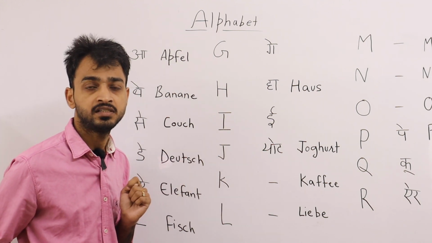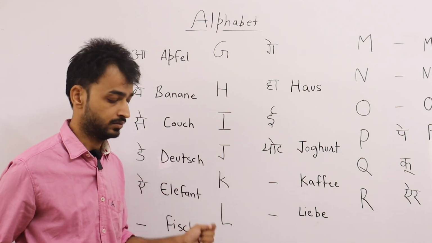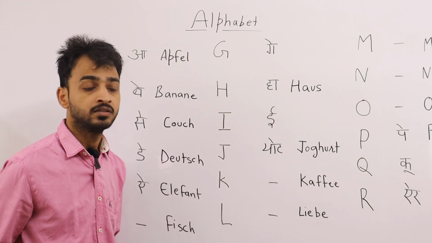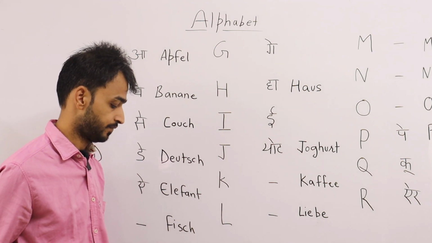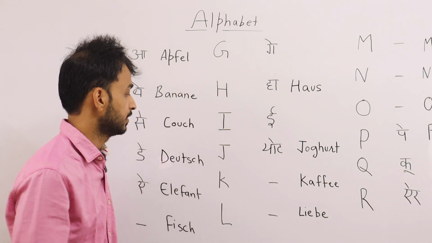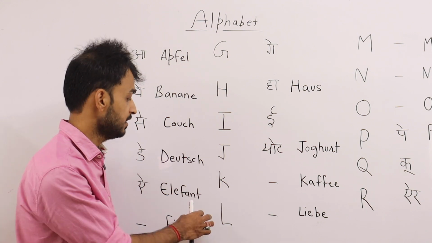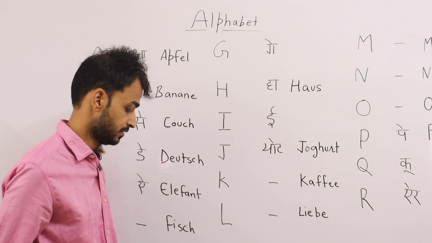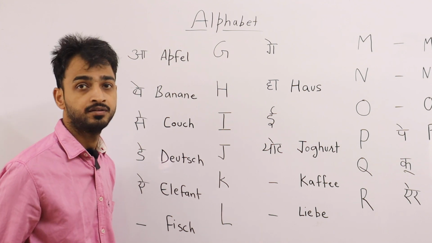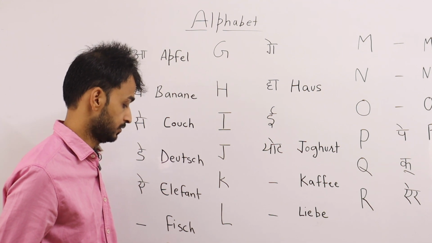Then E, and J, Joghurt. The word is Joghurt, which means yogurt. So remember the sound is Y. Then K, Café. L, Liebe. Liebe means love. Look at the sound, Liebe.